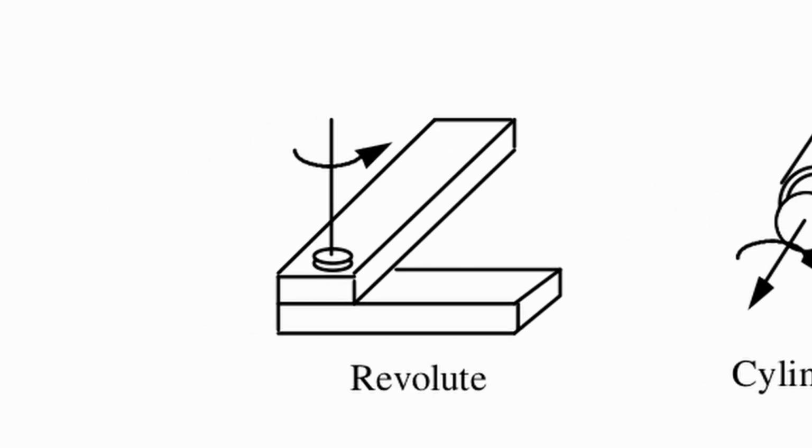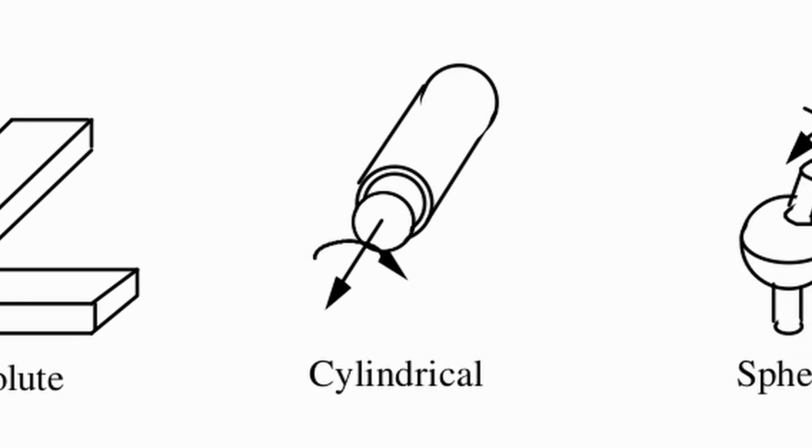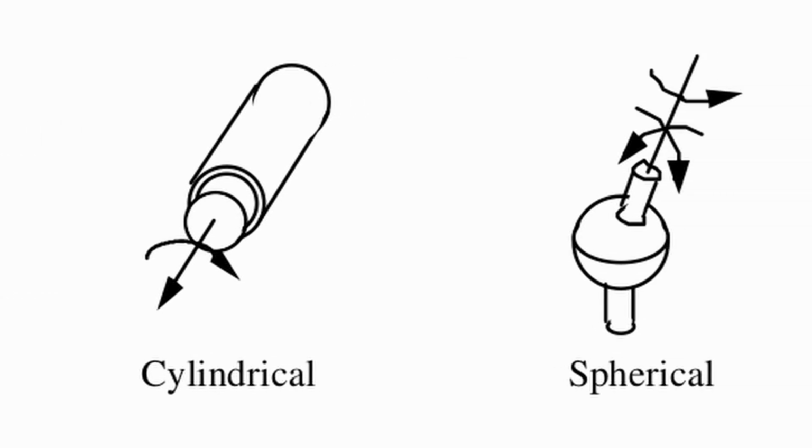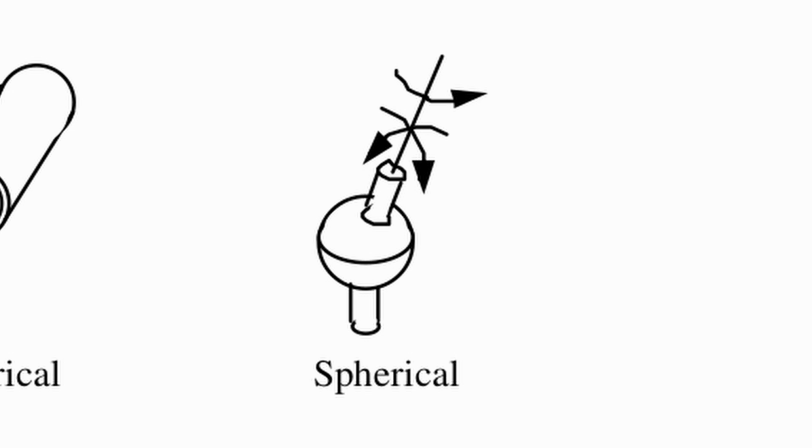A revolute joint is a very basic 1 degree of freedom joint which allows rotations around one axis. This works similar to a door hinge. A cylindrical joint adds a 2nd degree of freedom by allowing translation along the rotational axis. Last but not least is a spherical joint. This joint allows rotations along all 3 axes, thus making it a 3 degrees of freedom joint.